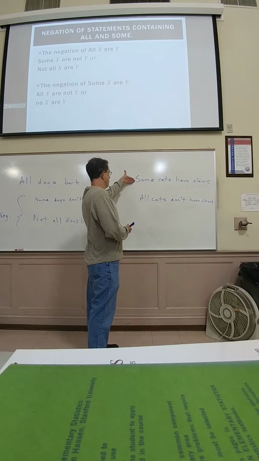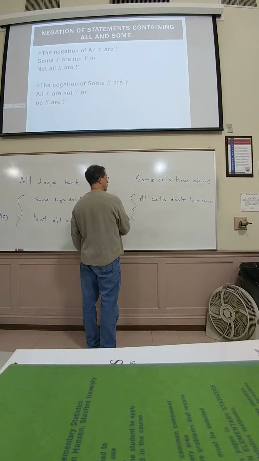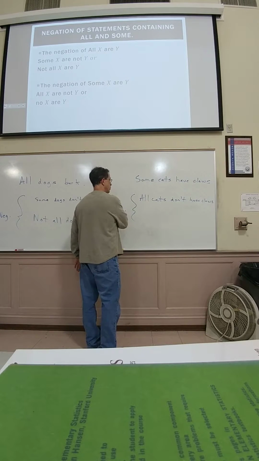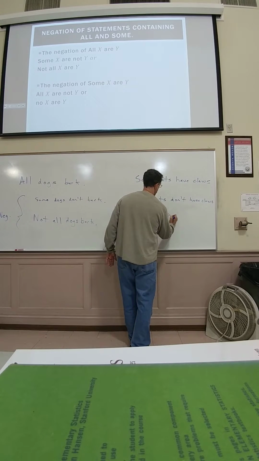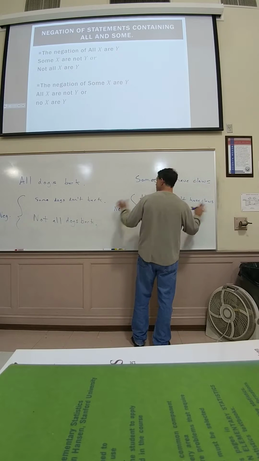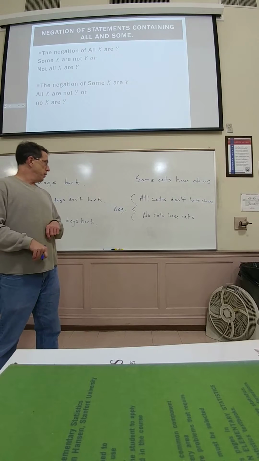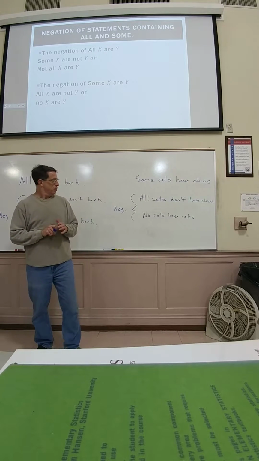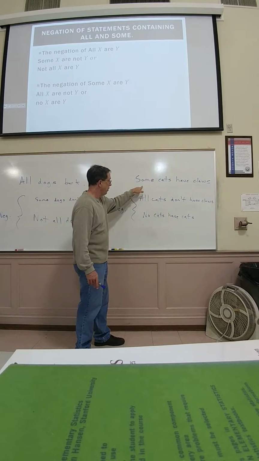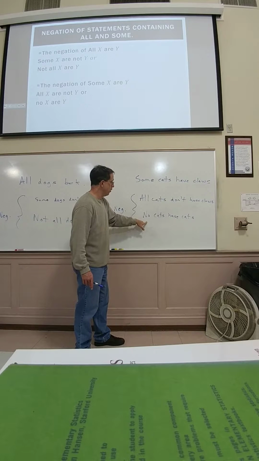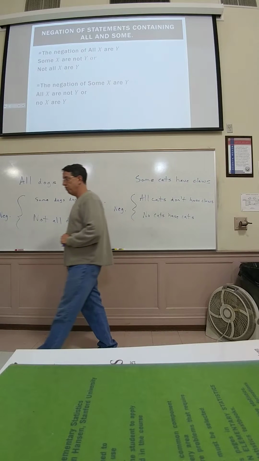So yeah, I think you get the point. If I say some cats have claws, the negation would be all cats don't have claws, or you can say no cats have claws is also a proper negation. You can memorize these structures, by the way, but I think you can understand them logically. So if I said some football games are played on Saturday, the negation could be no football games are played on Saturday.